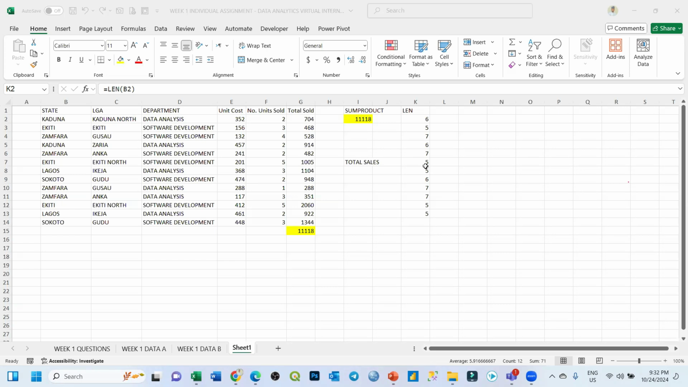And also, let me tell you this about LEN: we can use it to create a script that will tell us what is going on within a particular cell.